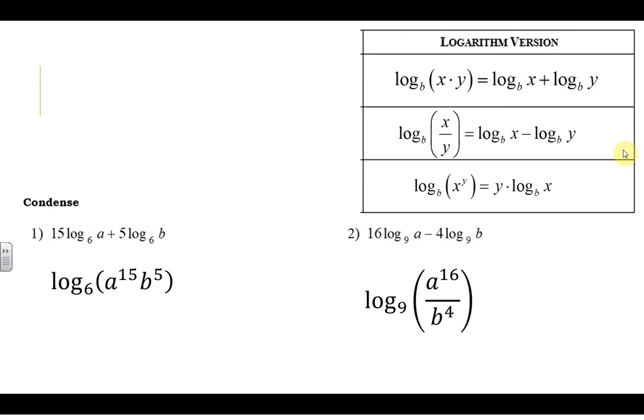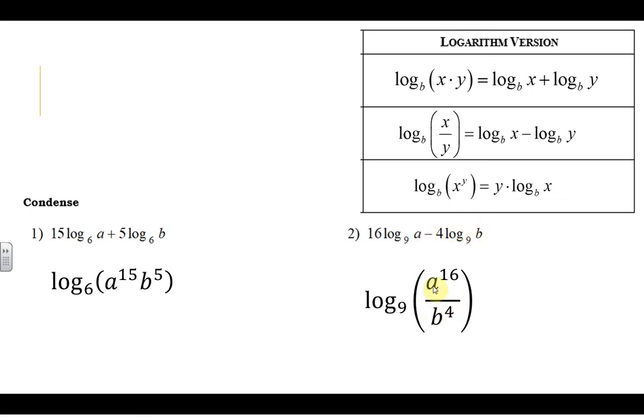Now let's condense, so let's go backwards. As you can see in these two examples, when you had plus, you really can just write the log base 6 one time and then multiply the a and the b, and don't forget these guys are exponents. So you can also use it to condense things. Then you have your subtraction here, so that became division, and then the 16 and the 4 went back up into exponents, and the a and the b are back where they were.